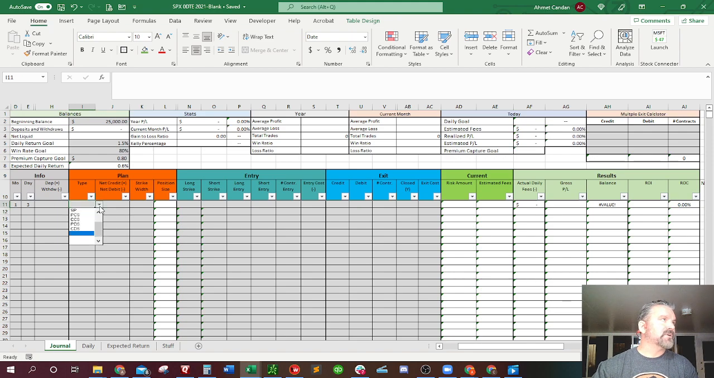I took a put credit spread. You can use this drop down, but 99.9% of the time, you're going to see either a put credit spread or a call credit spread.